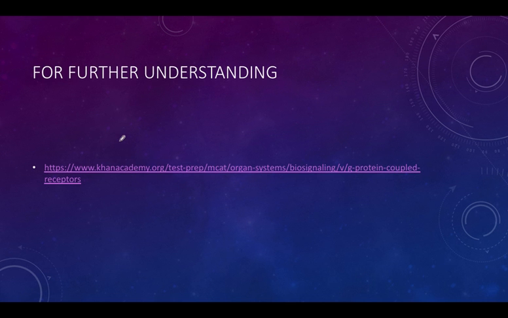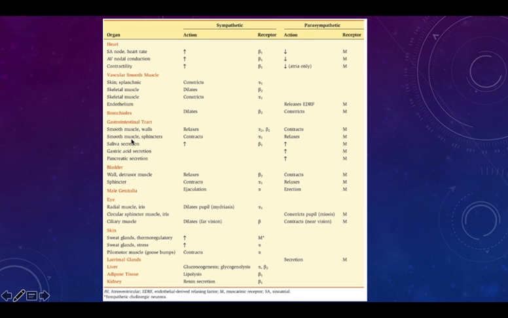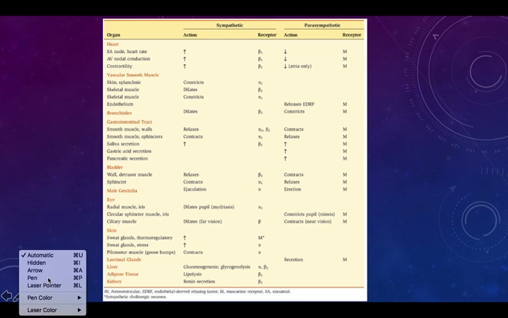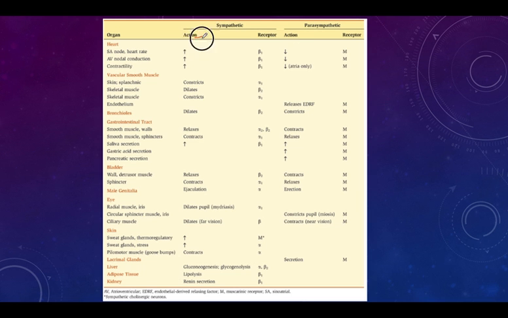I put a couple links here because I know this is a tough topic, so to help get some other material reviewed from other sources. It's just a good summary table. I like it because it has everything. For instance, it has the action, it has the receptor, and at the different organ systems.